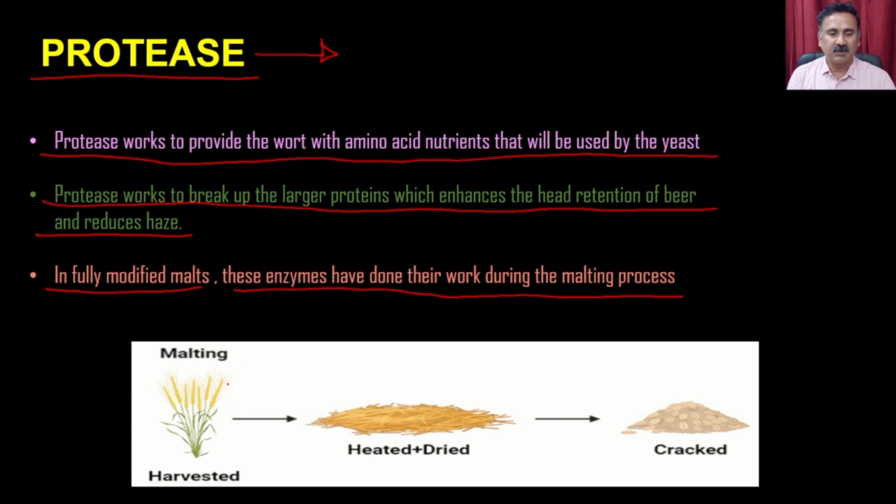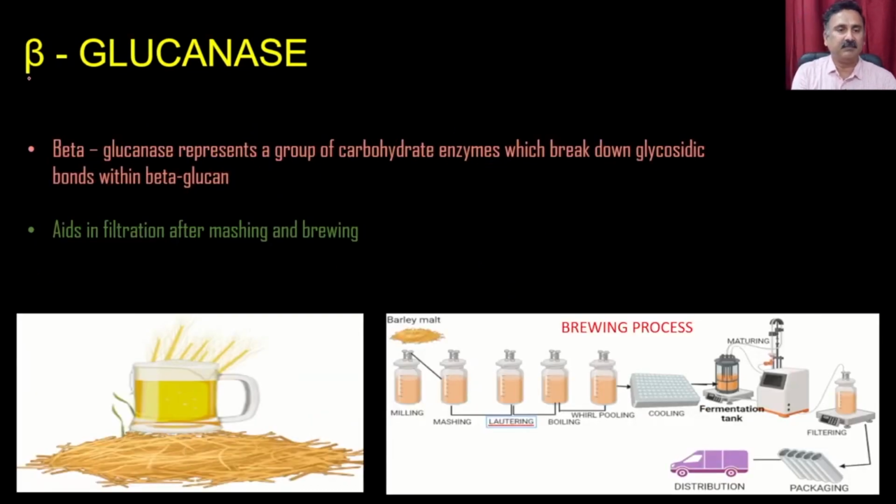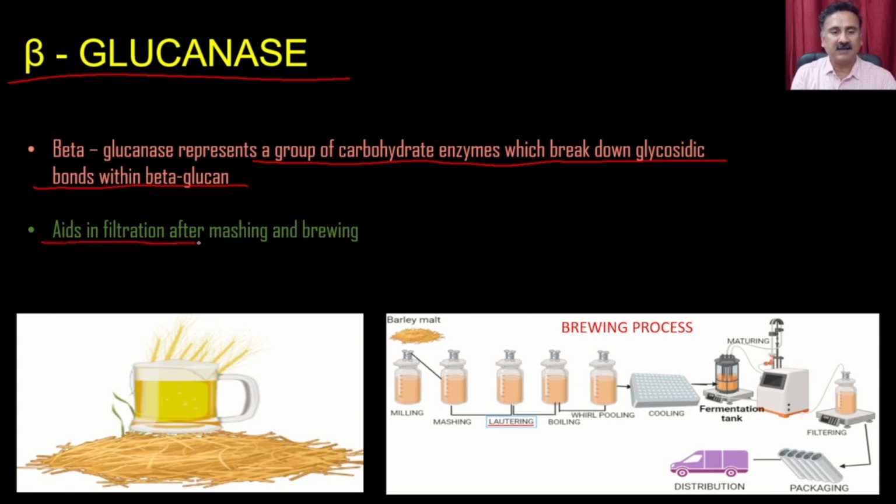In a malting process, what you are going to do is first harvest the crop, then dry it, and then make the malt. The proteases are going to have a function in this particular process. Then the second enzyme is beta glucanases. Beta glucanases represent a large group of carbohydrate enzymes which break down the glycosidic bond in beta glucan. It aids in the filtration after the mashing and the brewing.